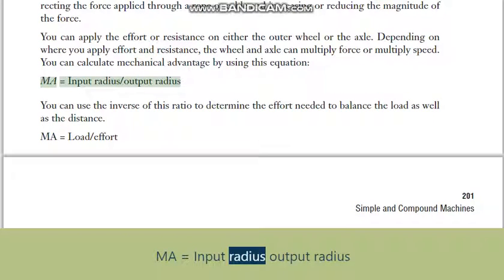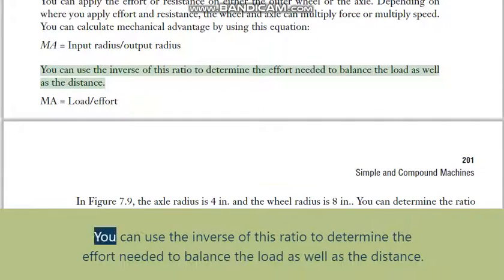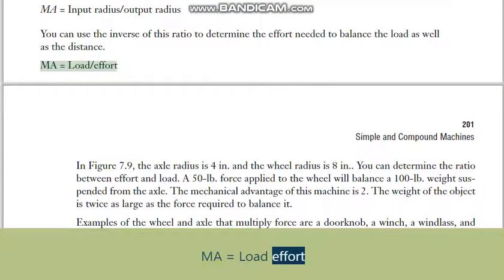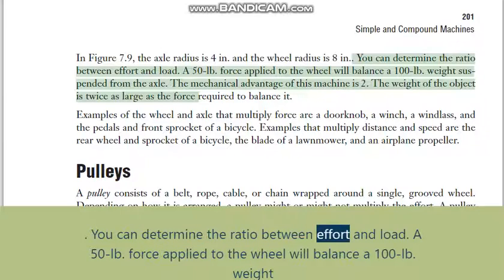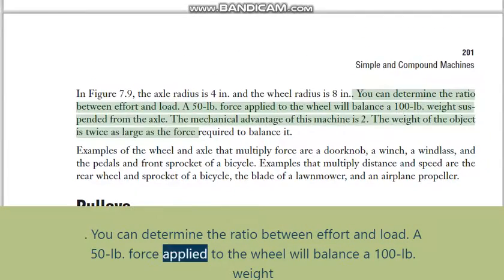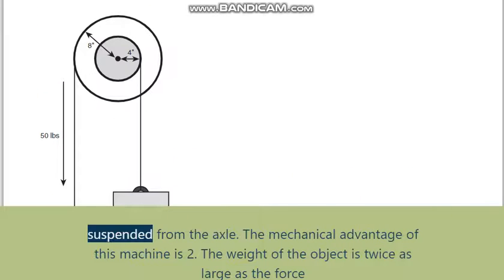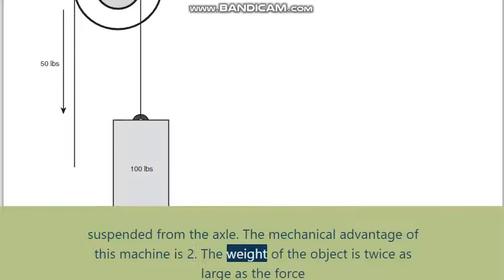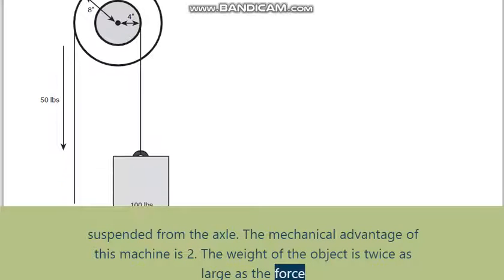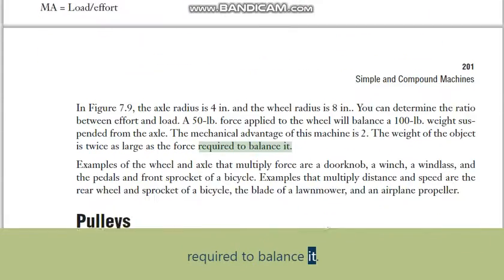MA equals input radius over output radius. You can use the inverse of this ratio to determine the effort needed to balance the load as well as the distance. MA equals load over effort. In figure 7.9, the axle radius is 4 inches, and the wheel radius is 8 inches. You can determine the ratio between effort and load. A 50 pounds force applied to the wheel will balance a 100 pounds weight suspended from the axle. The mechanical advantage of this machine is 2. The weight of the object is twice as large as the force required to balance it.